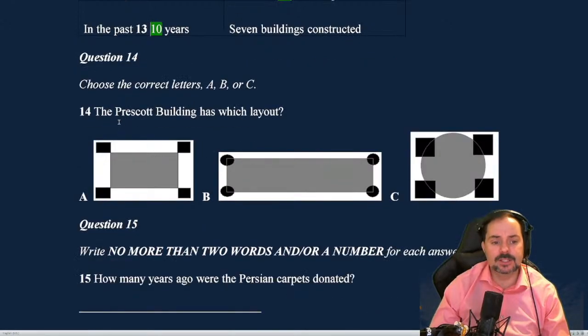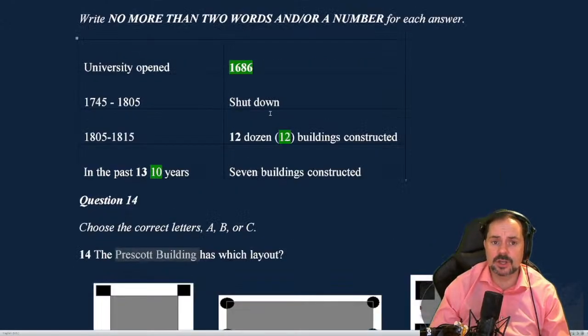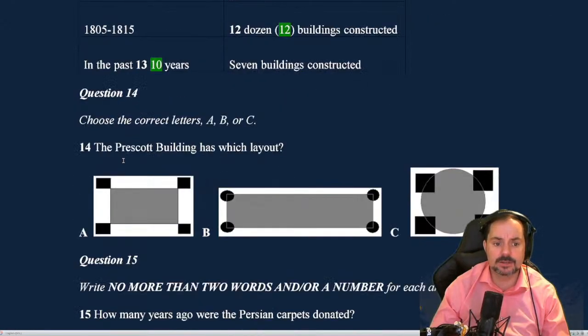Okay, and then they talk about the Prescott building, and this is where you hear this 1686. So the guy says, well, in 1686, the first building was the Prescott building, named after the first chancellor of the university, William Prescott, I think his name was. And the correct answer here, how does this building look? Is it A, is it B, is it C?